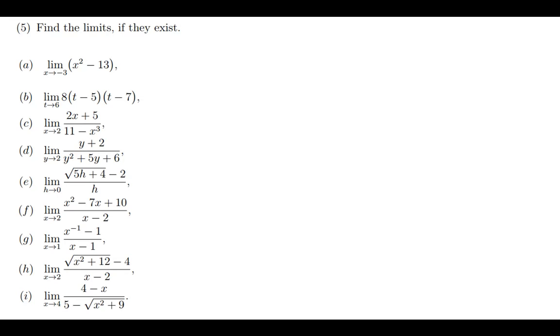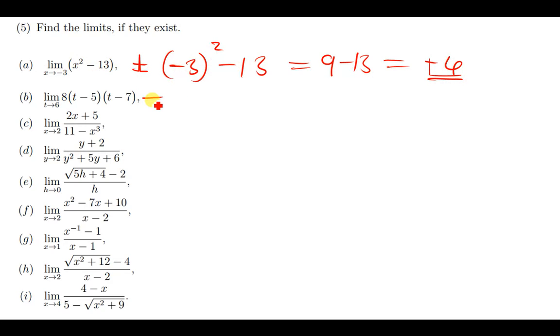Okay, so let's quickly begin to solve these questions. So the first question is the limit of x squared minus 13 when x is approaching negative 3. So this one is just found by replacing negative 3 where there's x there. So we're going to have negative 3 squared minus 13. So negative 3 squared will give us 9 minus 13. This will give us negative 4 as the answer. We move on to this one.